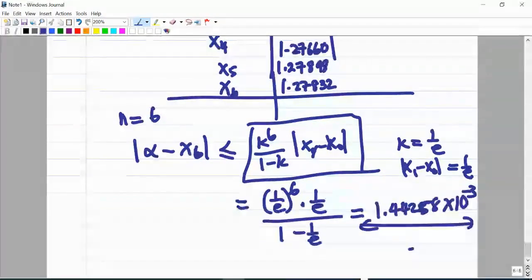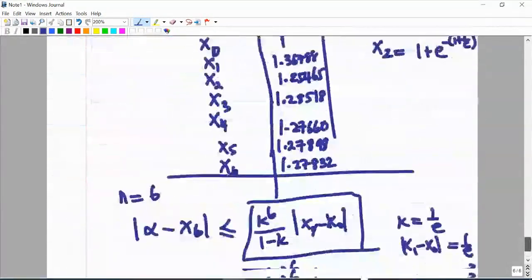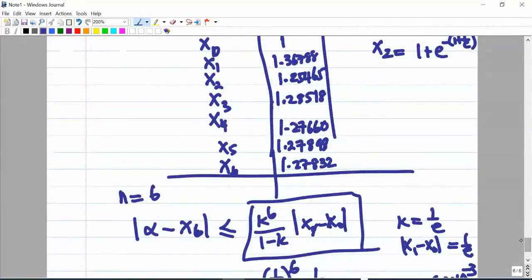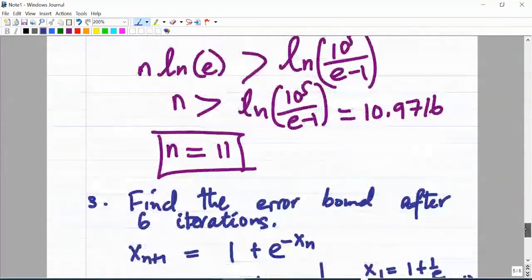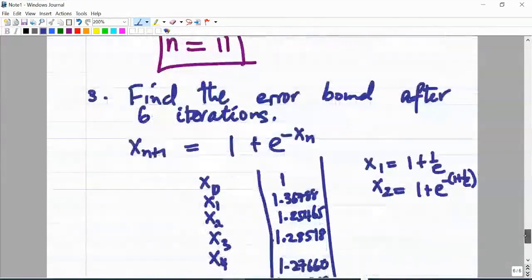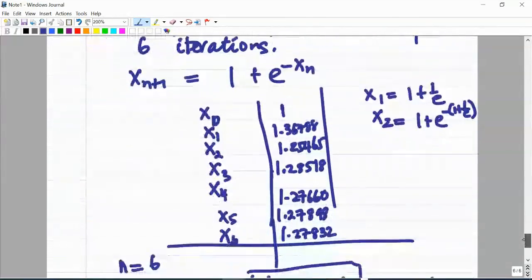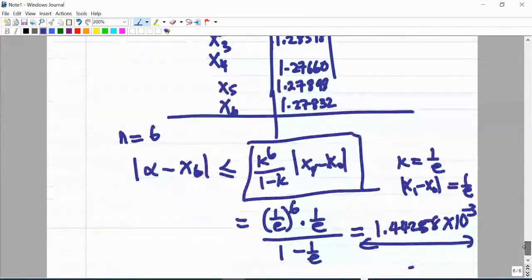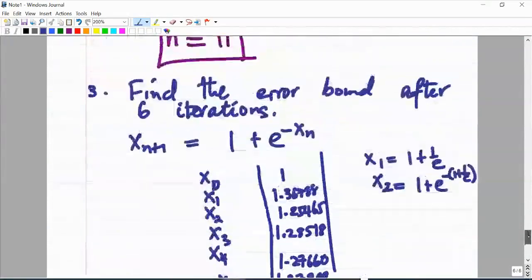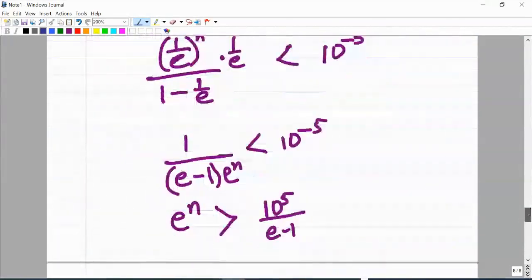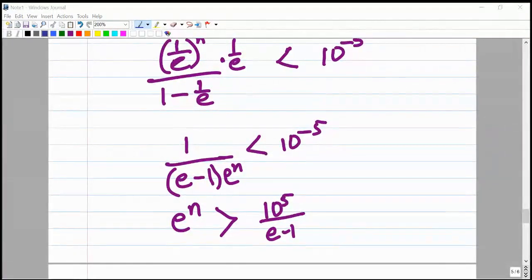And you can now appreciate that once you have the error bound, you can use it to calculate, one, the number of iterations to reach a certain desired accuracy, or two, you can compute the error bound after a specific number of iterations. So this is how you can use the fixed point iteration to estimate its errors.